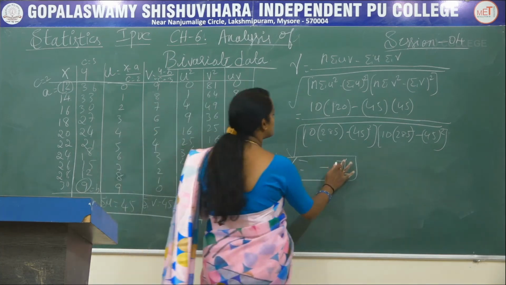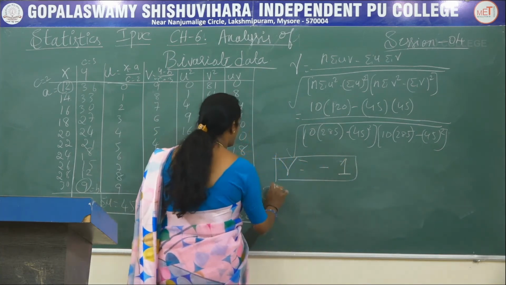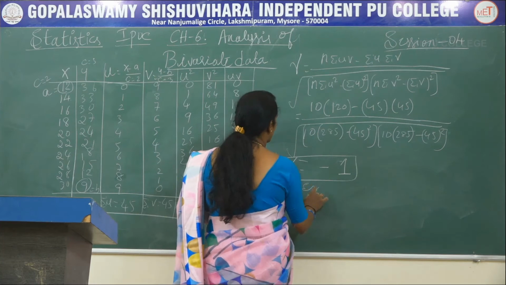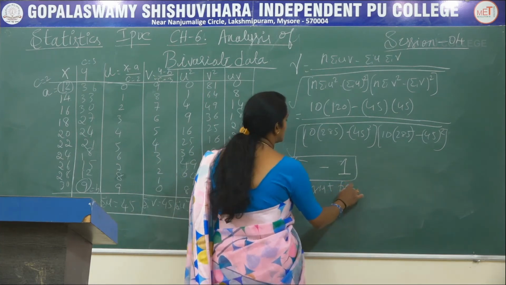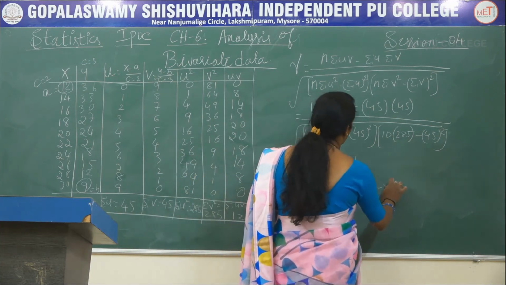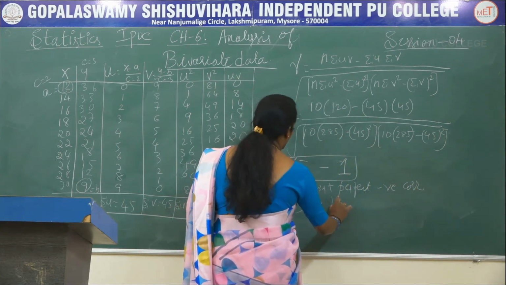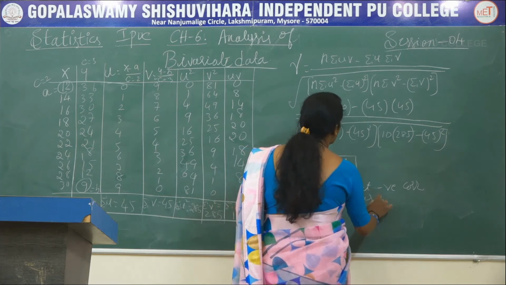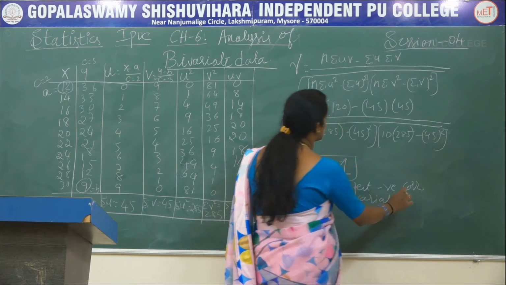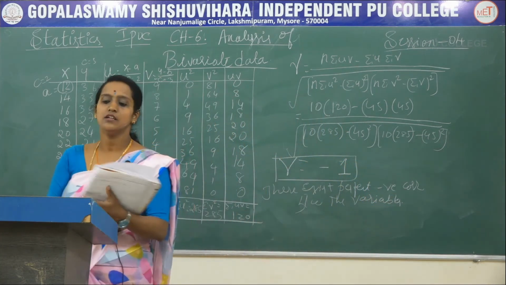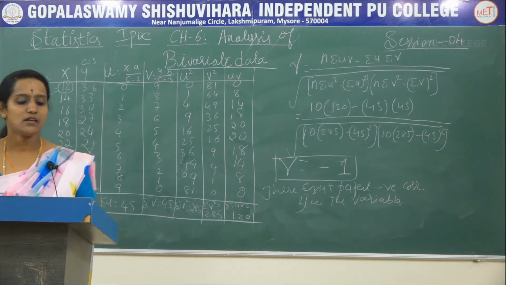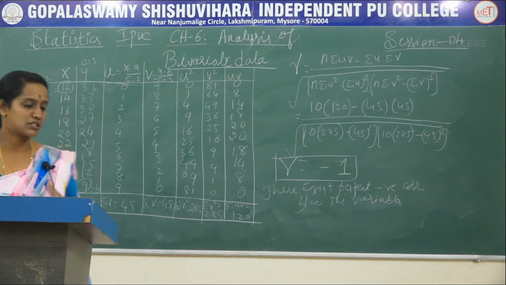If the value is minus 1, therefore there exists perfect negative correlation between the variables x and y. Next one.